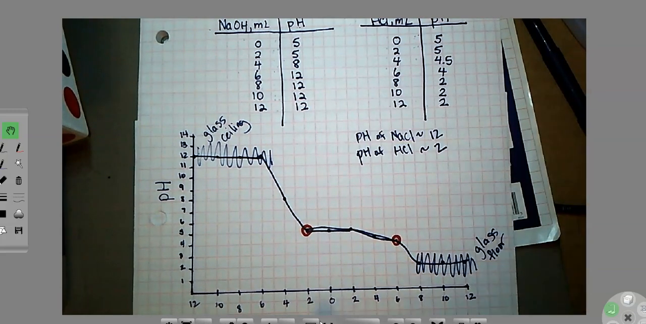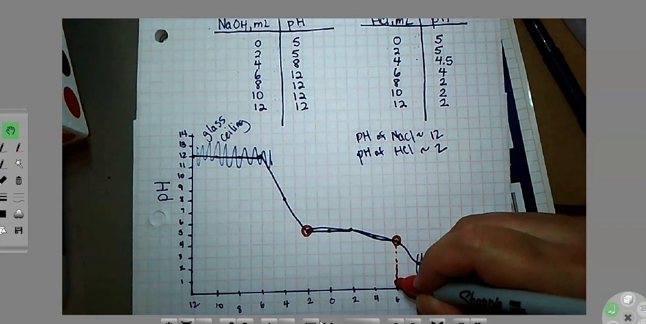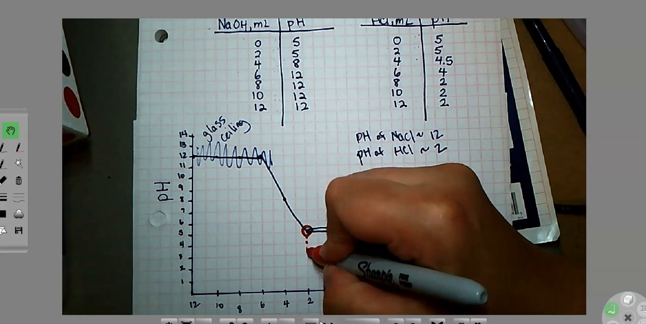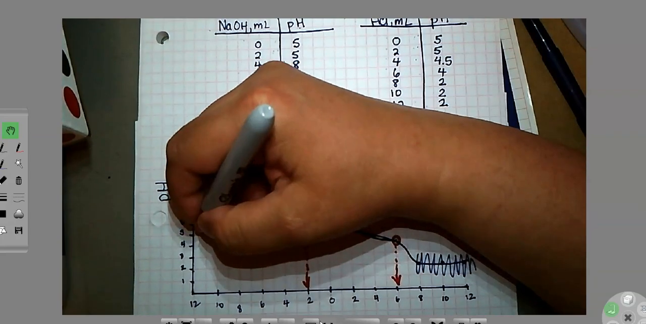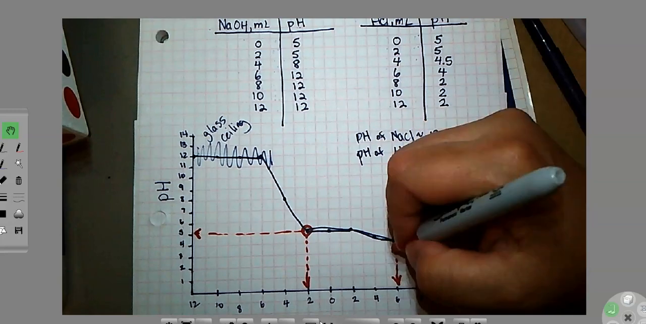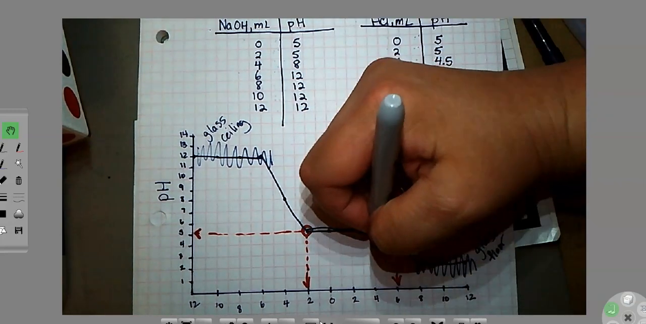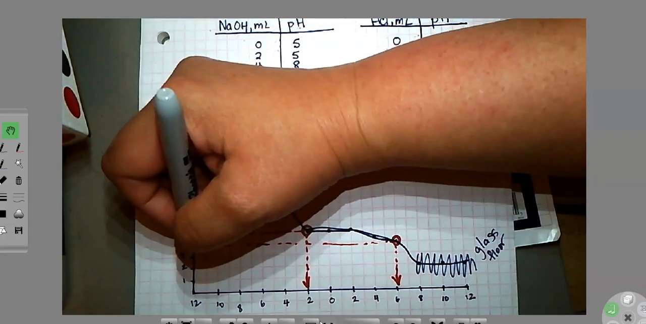Okay, so what you're going to do now is draw lines that go down to the x-axis and then to the y-axis. Okay, and then this one. Okay.